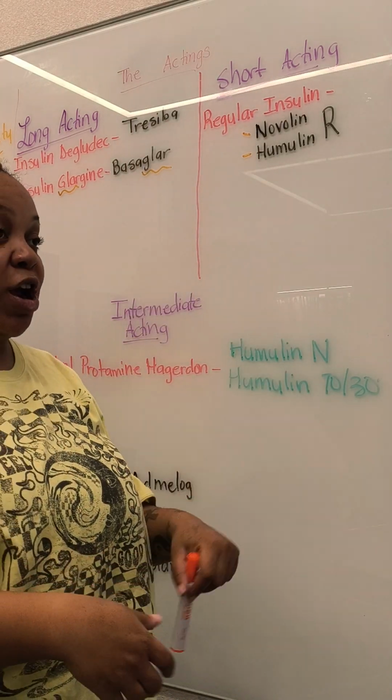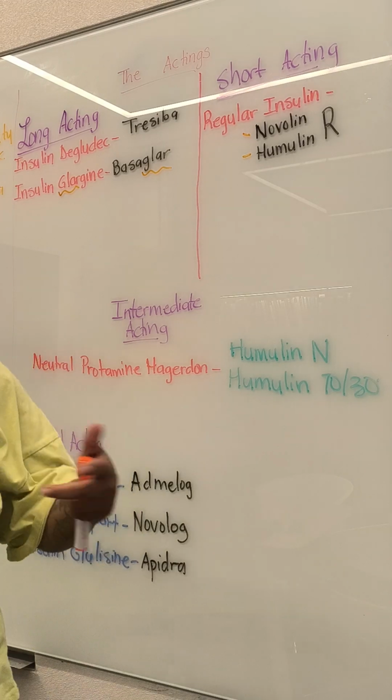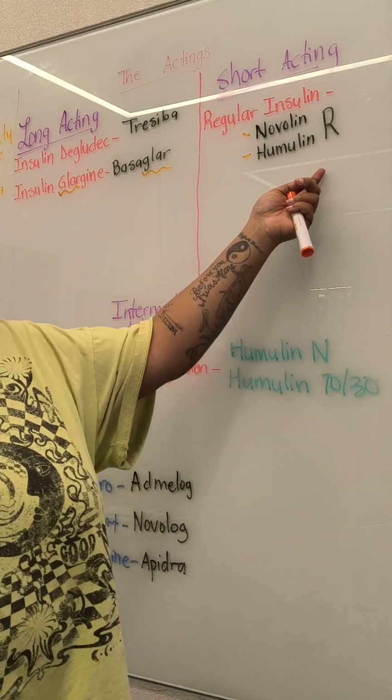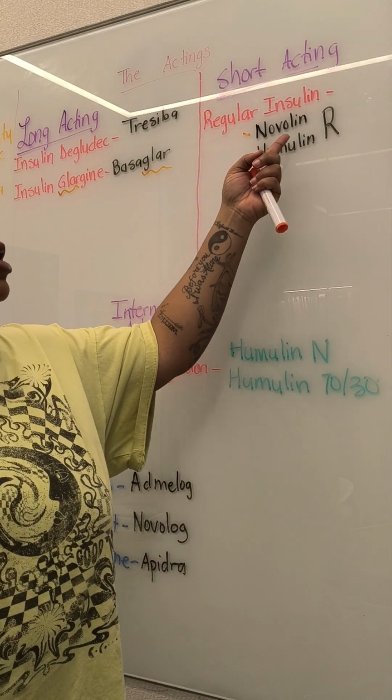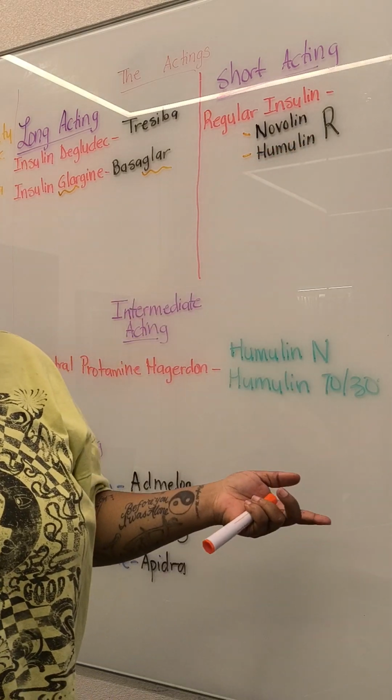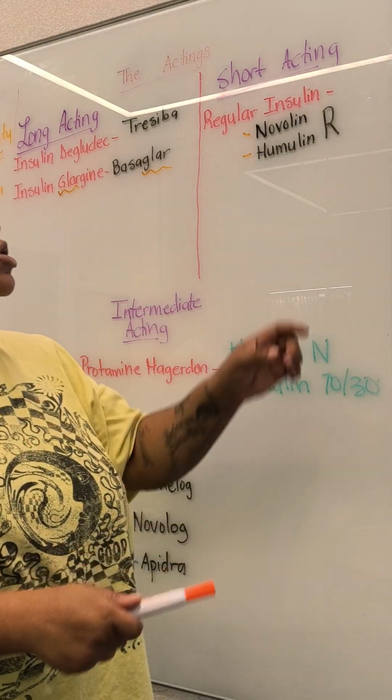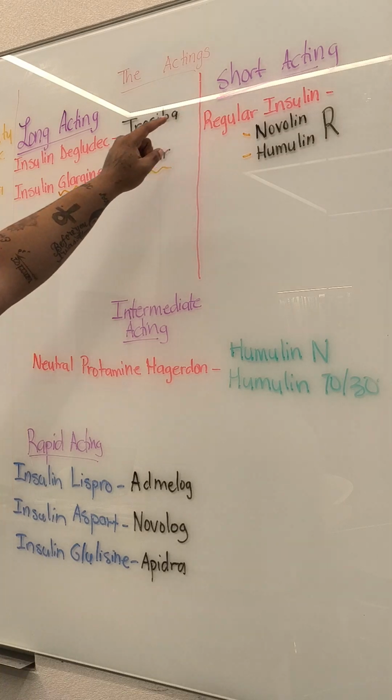So your doctor can prescribe regular insulin for you, and in the pharmacy, if I have Humulin R, I can fill it. If I have Novolin R, I can fill it as well because both of those medications are the same as regular insulin. Okay.